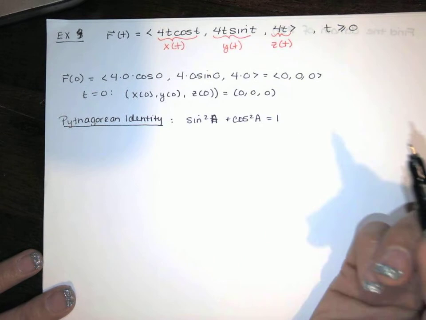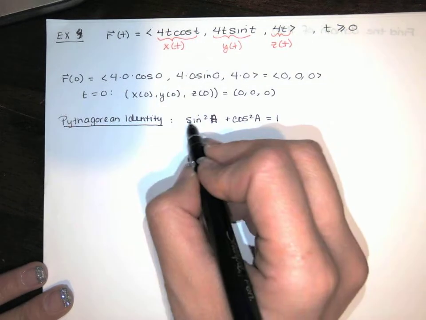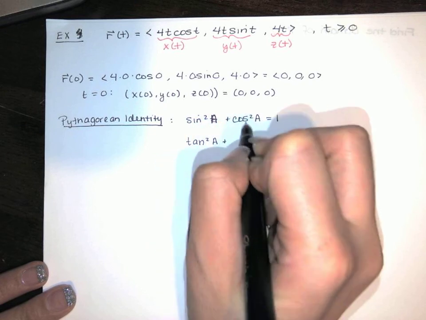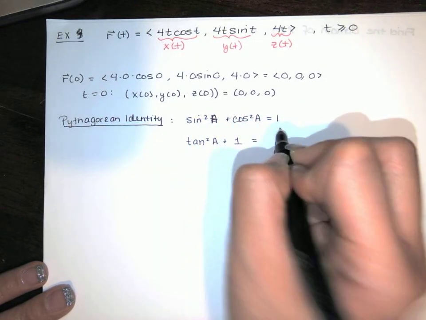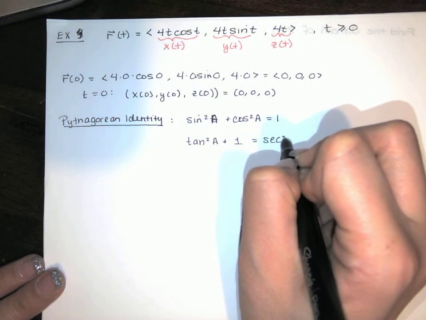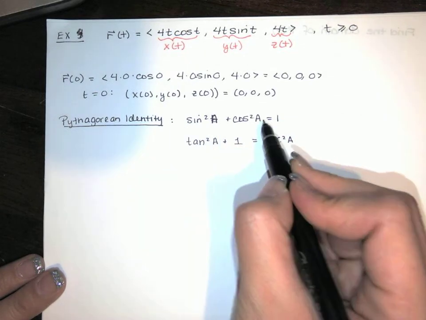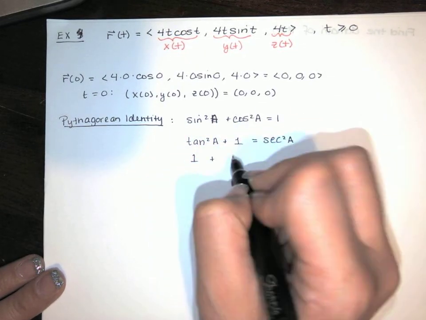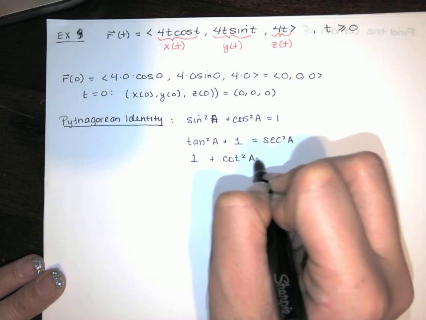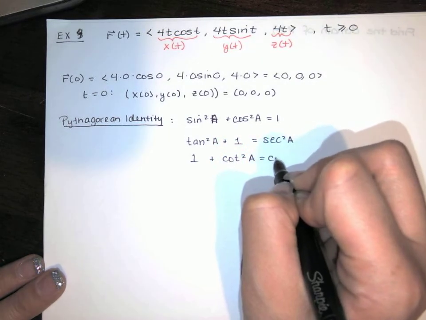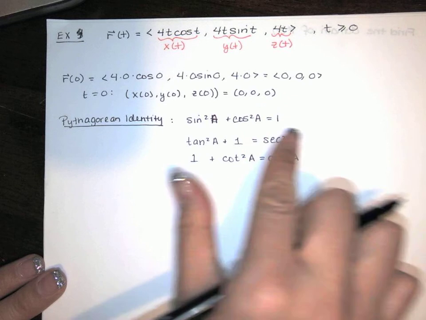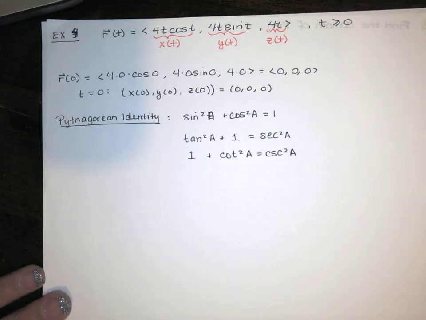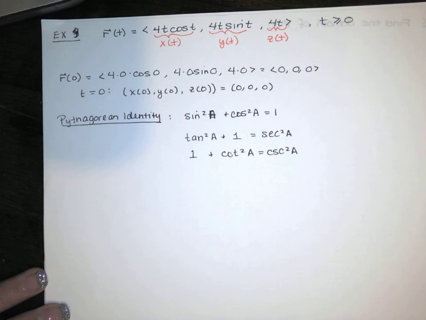And if I take this and I divide by cosine squared, sine squared over cosine squared is tangent squared. Cosine squared over cosine squared is 1. And 1 over cosine squared is secant squared. And if I take this and I divide by sine squared, sine squared over itself is 1. Cosine squared over sine squared is cotangent squared. And 1 over sine squared is cosecant squared. So we use these a little bit less often. We tend to use this one, but these three actually come up pretty often in all of our calculus sequence.